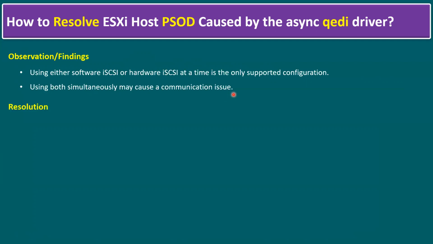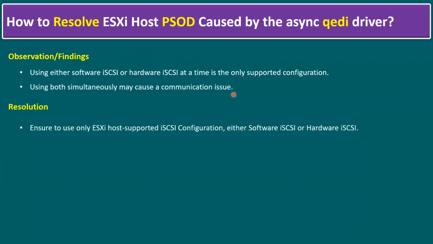Now, what is the solution? Based on the error message, we understand that the only resolution is to ensure that we use only an ESXi host supported iSCSI configuration, either software iSCSI or hardware iSCSI. If you use only software iSCSI, the issue will not reoccur. Or if you use only hardware iSCSI, the issue will not reoccur.